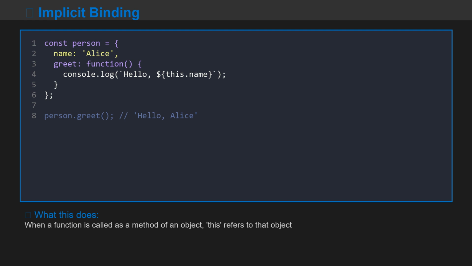Now let's look at implicit binding. Here we have an object called person with a name property and a greet method. When we call person.greet, this refers to the person object. Notice how the method is called with dot notation on the object.